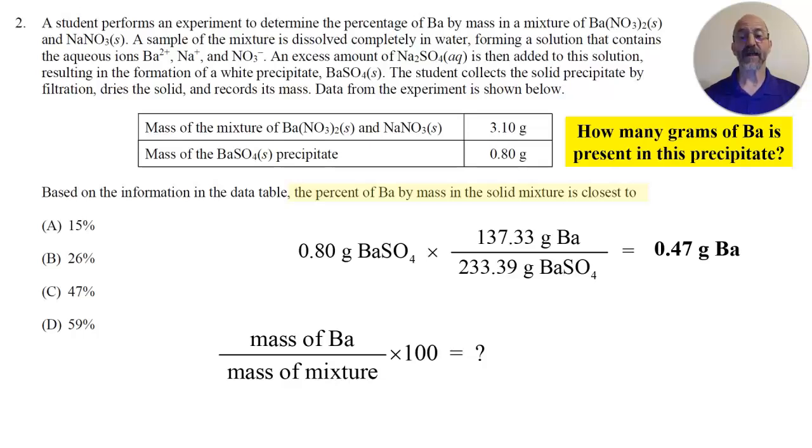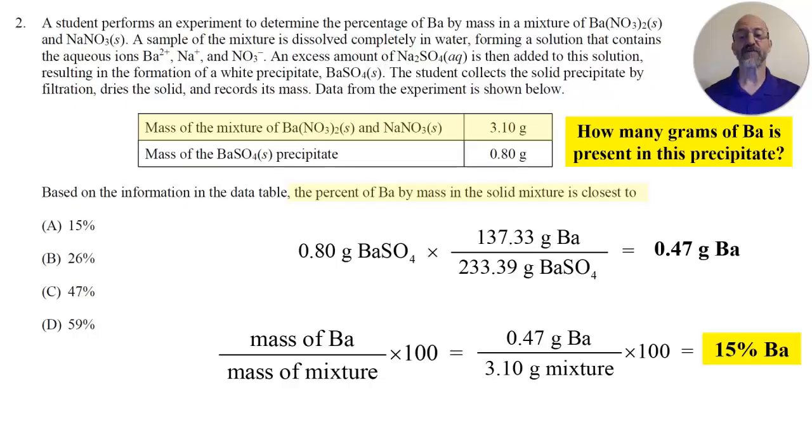So we just calculated the mass of barium, which is 0.47 grams. Let's divide that value by the mass of the mixture, which is 3.10 grams. So 0.47 divided by 3.10 times 100, this gives us 15% barium by mass. So the correct answer to question 2 is choice A.